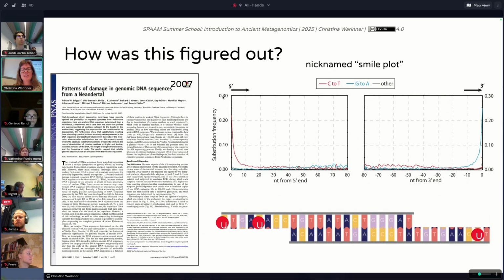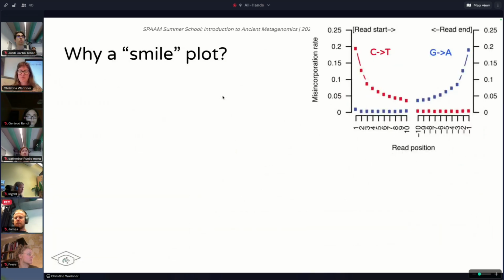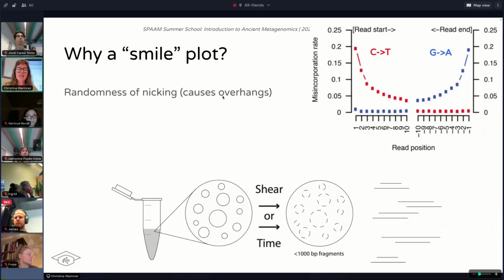This plot has been nicknamed the smile plot because of this characteristic shape. And it's caused again by the randomness of this nicking. So this time shears up our DNA into pieces, just like using a shearing instrument does.